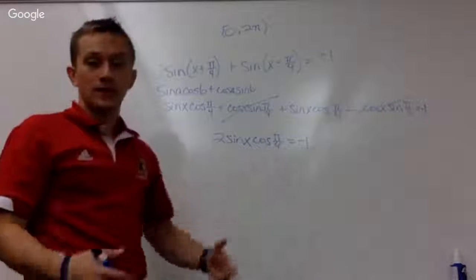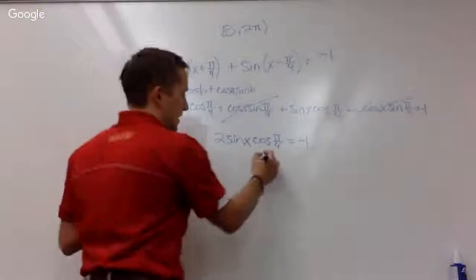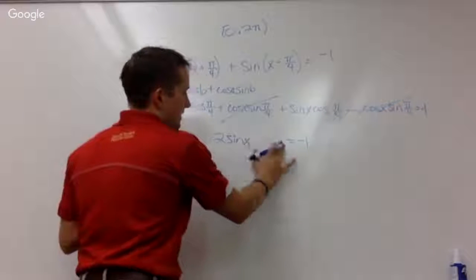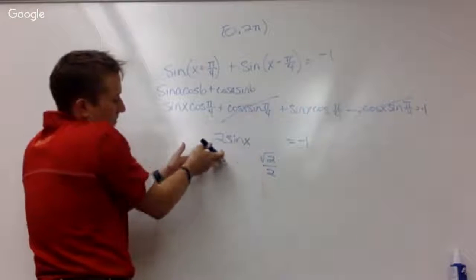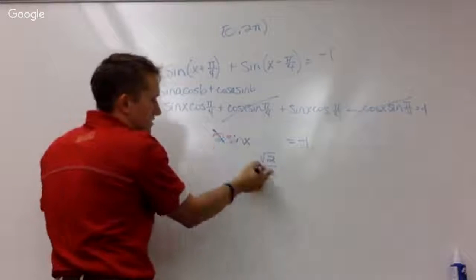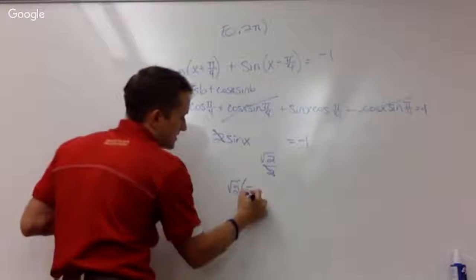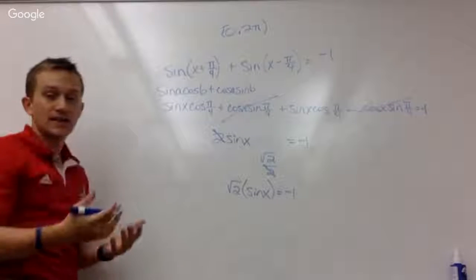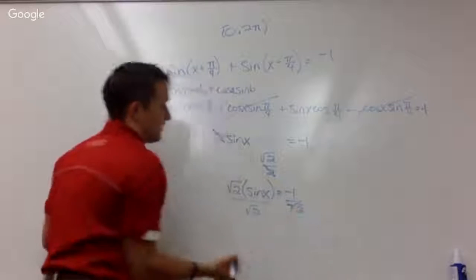Now cosine of pi over 4, if you went to the unit circle and solved for that, cosine of pi over 4 would be square root of 2 over 2, right? So this whole thing here is actually square root of 2 over 2. And then since all of this is being multiplied, if I multiply 2 times square root of 2 over 2, the 2's would cancel, leaving me with square root of 2 times sine x equals -1. So now I can keep going, right, and divide by square root of 2. All I'm doing is simplifying.